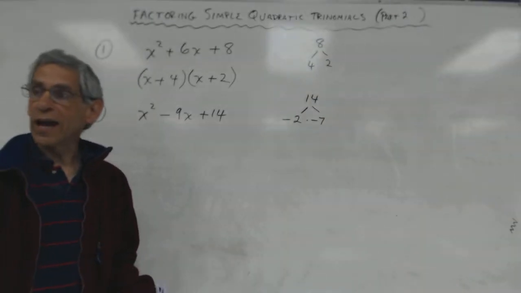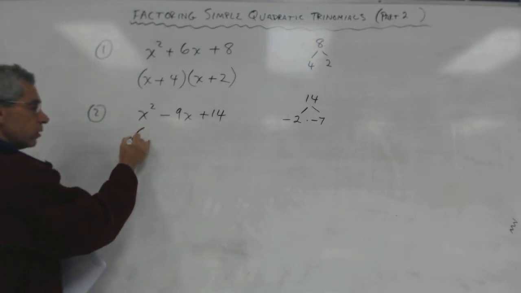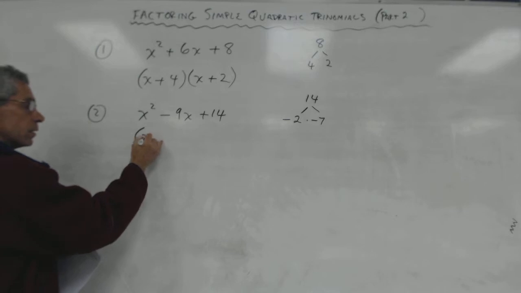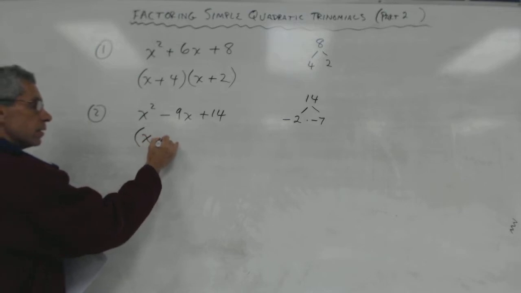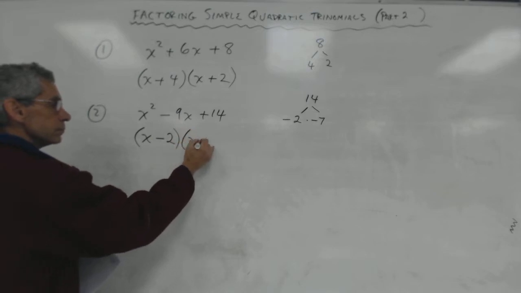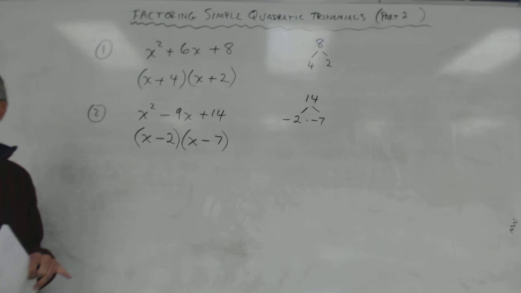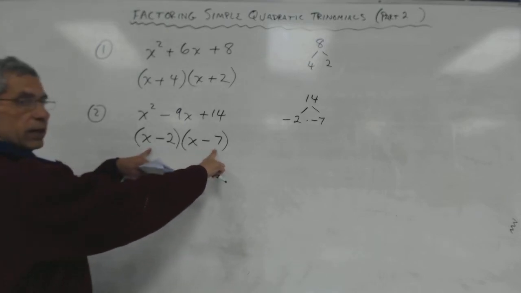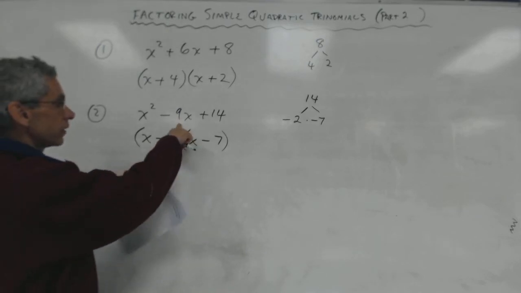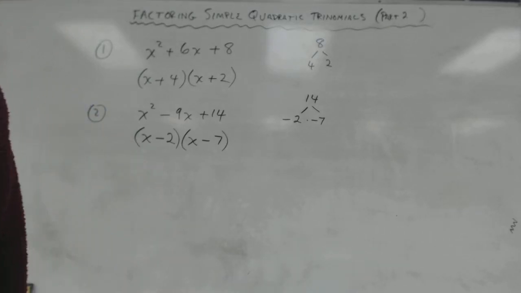You guys saved math. This is amazing. Michael, what do I do? So x minus 2 and then x minus 7. Fabulous. Double check: negative 7x minus 2x is minus 9x. Boom. It worked. It's instant.